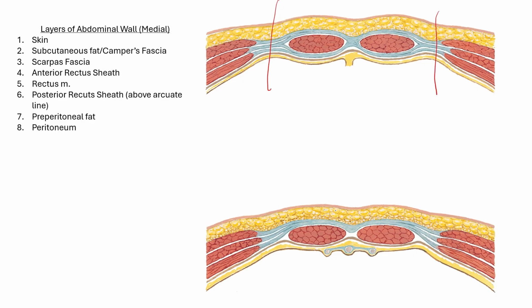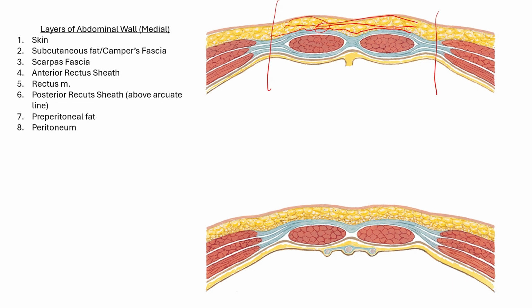The first and most superficial layer that we'll come across is obviously going to be skin. After that, we have the subcutaneous fat, also known as Camper's fascia. Just deep to that, we have a more membranous layer, which is called Scarpa's fascia, which lies deep again to Camper's. And then we come across the anterior rectus sheath.